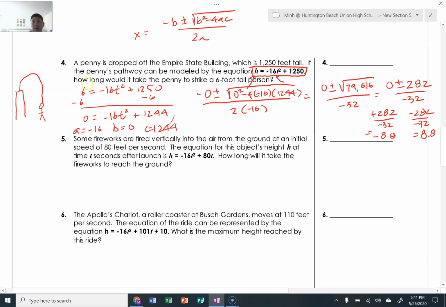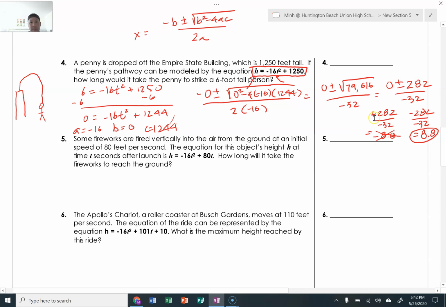They're asking you how long is it going to take, so how many seconds? Time can't really be negative, because time is progressing. It's actually increasing as the penny is thrown off of the Empire State Building. So the only answer that makes sense is going to be 8.8. And for those who are going to go on to upper level math, any solution that doesn't make sense to the word problem is actually an extraneous solution. So that's not a solution that we want to mark down as our final answer.